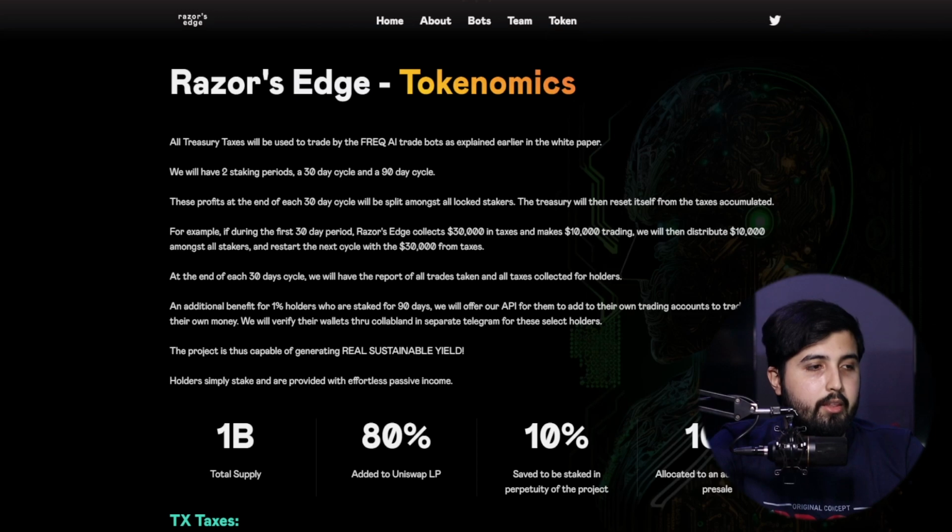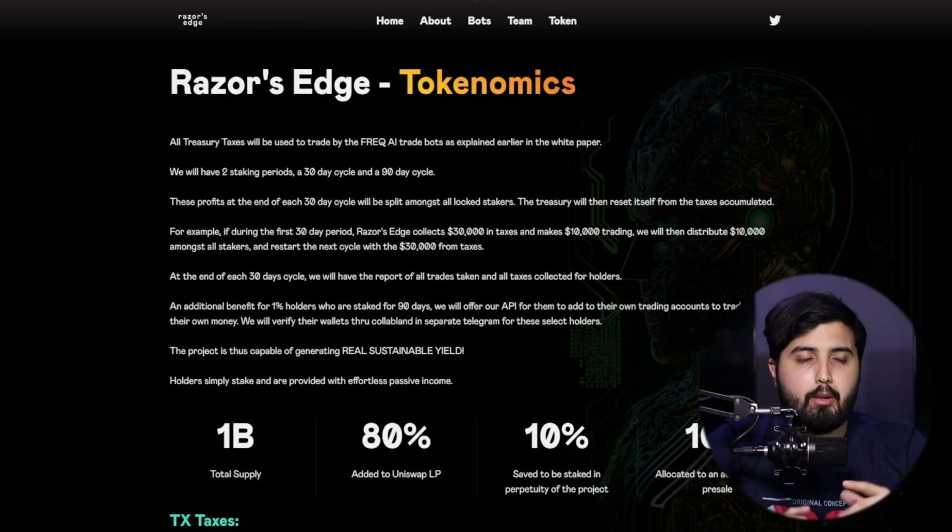cycle. At the end of the 30-day cycle, profits are split among all locked stakers, and the treasury resets itself from the accumulated taxes. Furthermore, holders who stake 1% for 90 days will have the option to add their own trading accounts using the project's API.